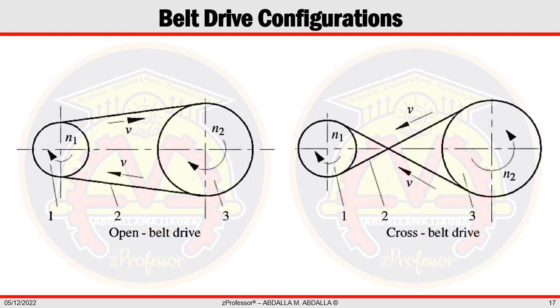This slide displays two common belt drive configurations: a cross belt drive on the right and an open belt drive on the left. When the driven pulley must rotate in the same direction as the driving pulley, an open belt drive is employed. When the driven pulley must rotate in the opposite direction as the driving pulley, a cross-belt drive is used.